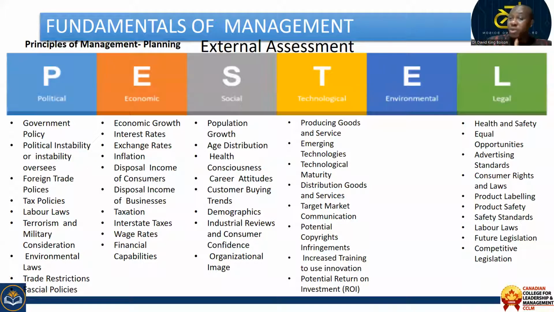We are not targeting those, of course, who are earning maybe $1,000 and below, but you are targeting people who are earning $5,000 and above. So for them, they have the purchasing power. Okay, you want to also look at that. And then taxation, interstate taxes, wage rate, financial capabilities. You want to look at these things.